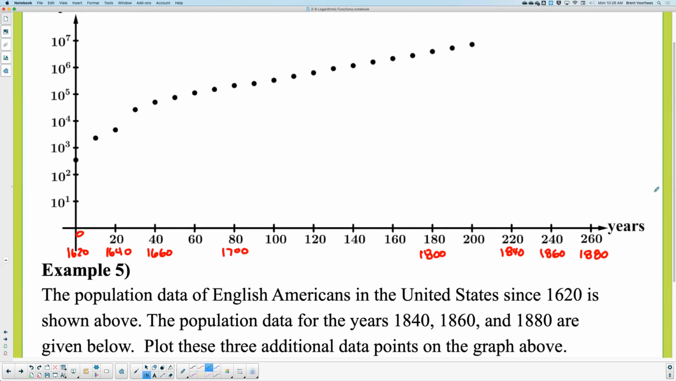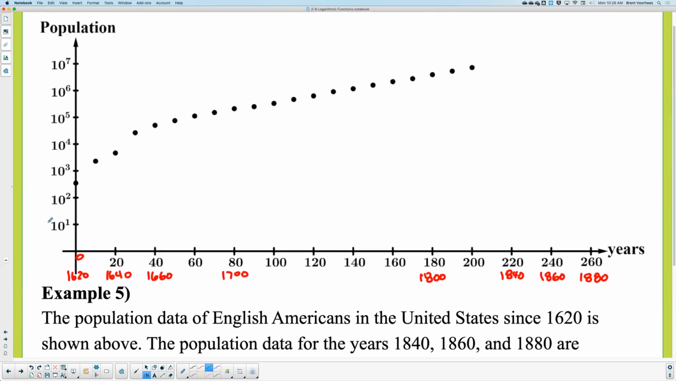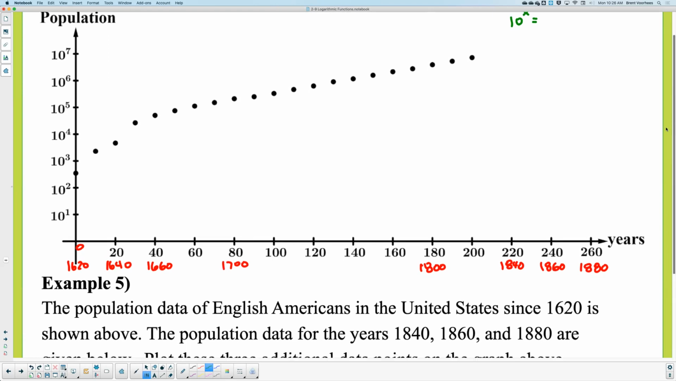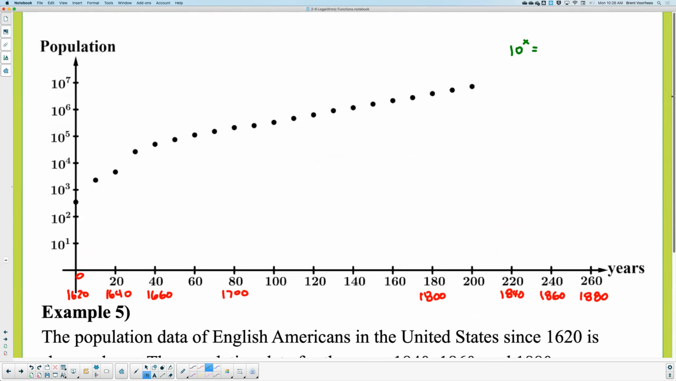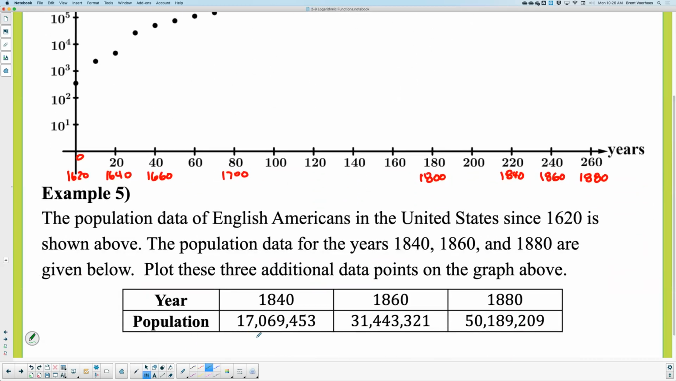So what is 17 million in terms of this year? So basically what I'm asking myself is 10 to what power equals, maybe we should do this down here. We're saying that 10 to what power equals 17,069,453. Now, how can I solve that?